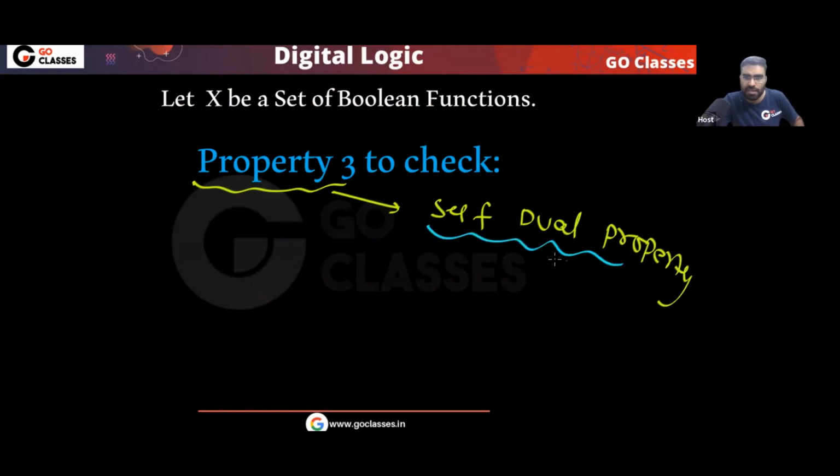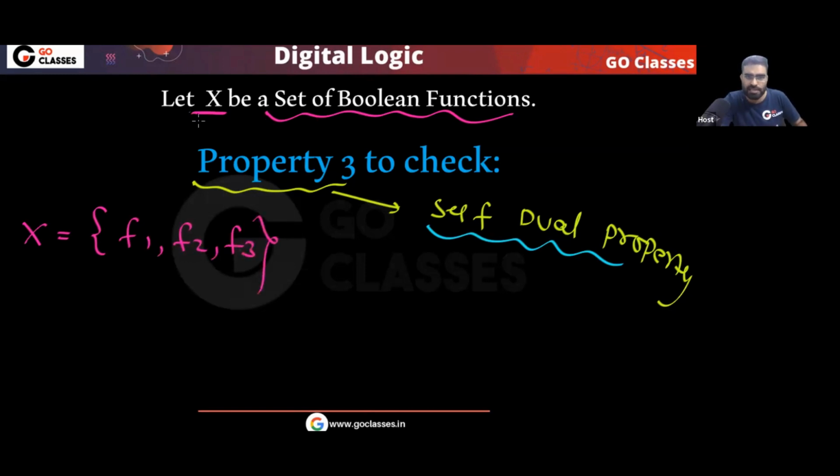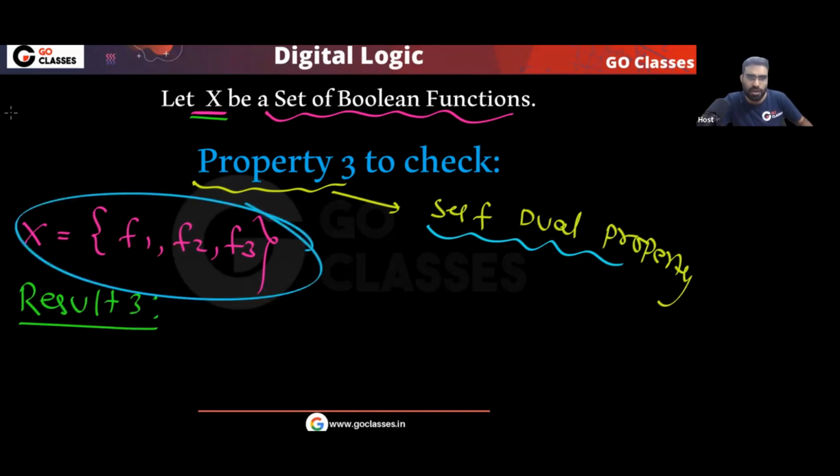So I can say, if all the functions in X, remember, X is a set of Boolean functions, F1, F2, F3. Now I'm saying, if all functions are self-dual, then what can I say? This is the result number 3. If all functions are self-dual, then X is not functionally complete.